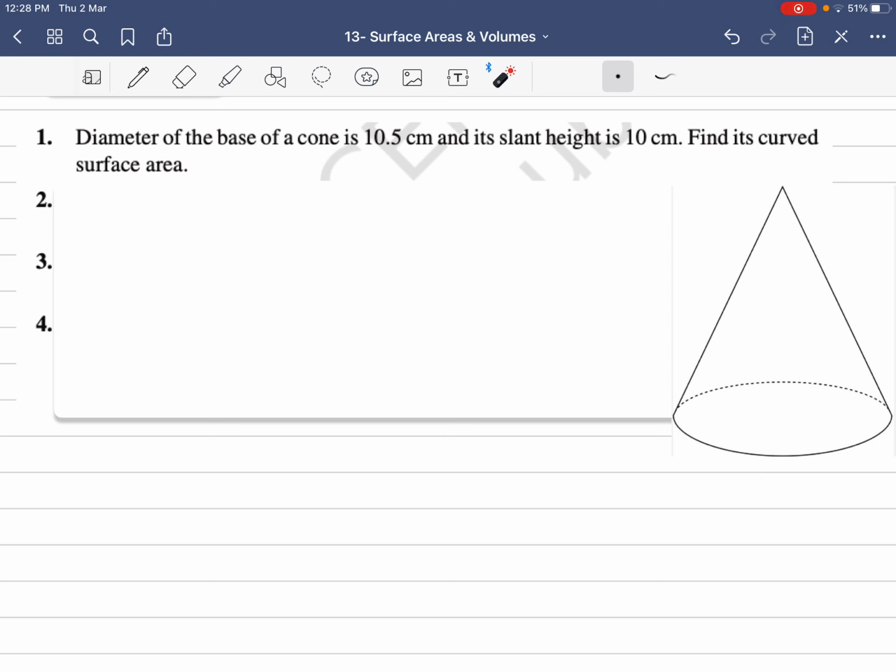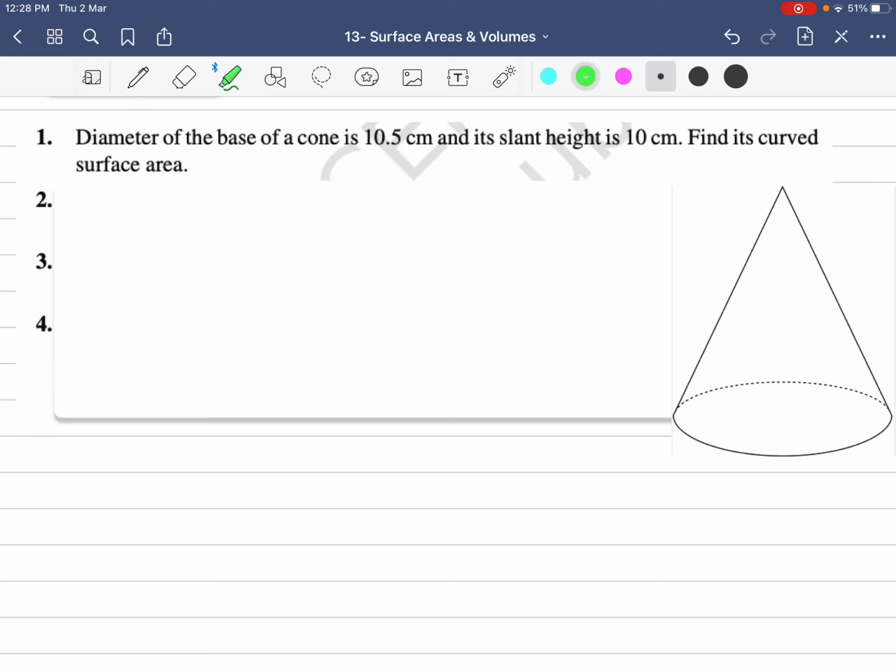Diameter of the base of a cone is 10.5 centimeter and its slant height is 10 centimeter. Find its curved surface area. Okay, quite simple and straightforward. So this is our right circular cone, and whatever information is given in the question, the first thing we have to do always is visually represent this information that is given to us. So let's read the question again.